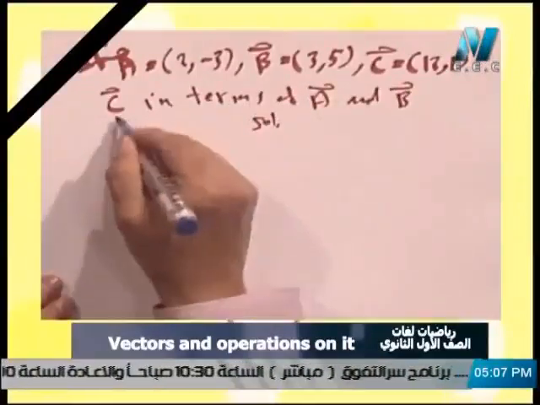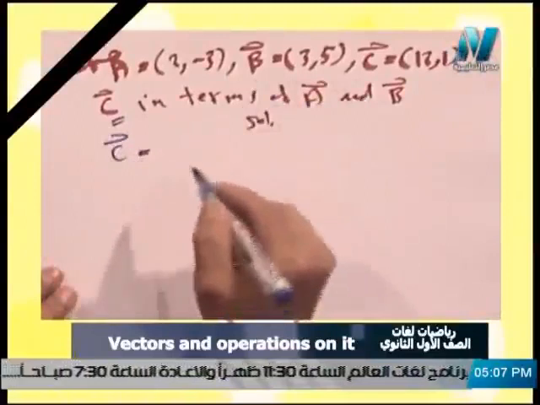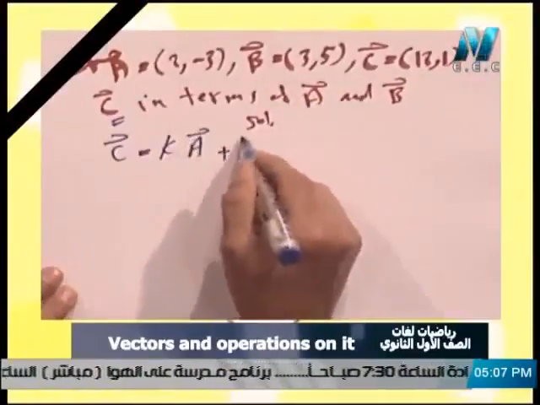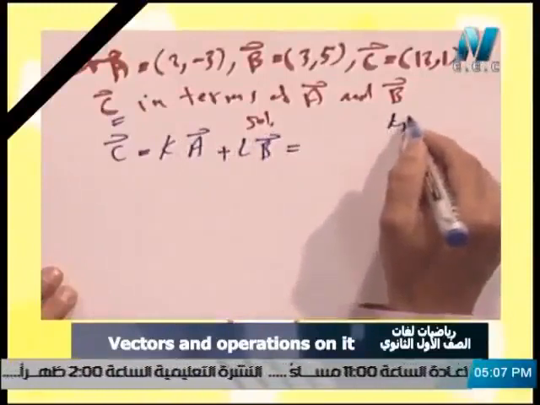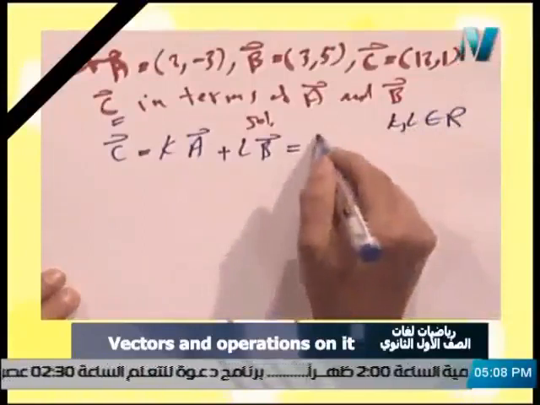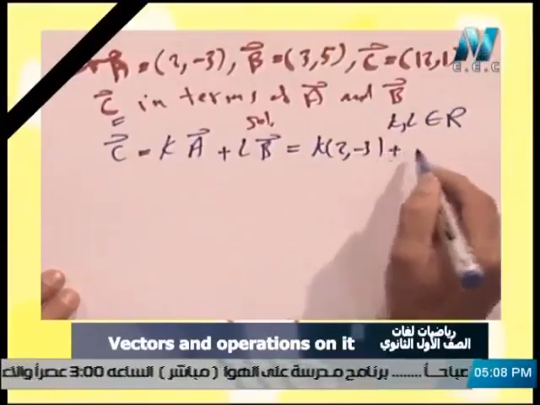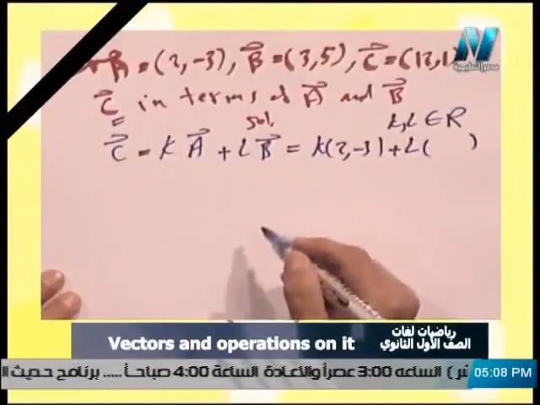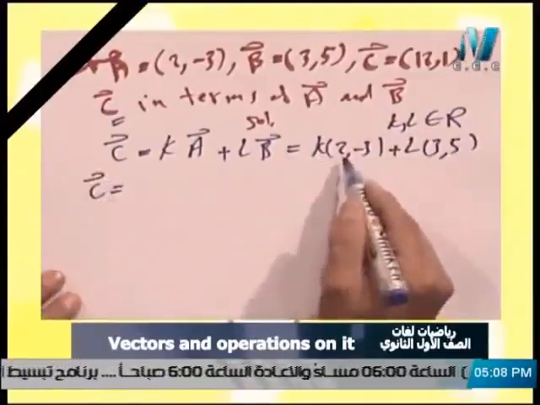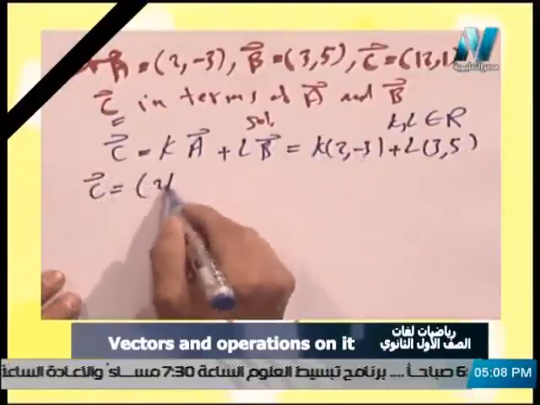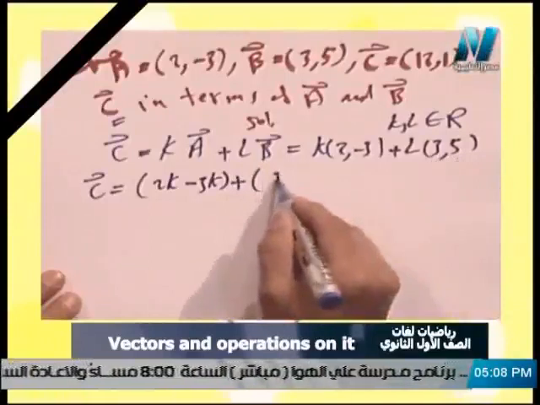Solution: we want to find the vector c in terms of a and b, so we put the vector c equals k multiplied by a plus l multiplied by the vector b. K and l are constants, or real numbers, belonging to R. So k multiplied by the vector a, which is 2 and negative 3, plus l multiplied by b, which is 3 and 5. So c here equals k multiplied by 2 and negative 3, which is 2k and negative 3k, plus l multiplied by 3 and 5, which is 3l and 5l.